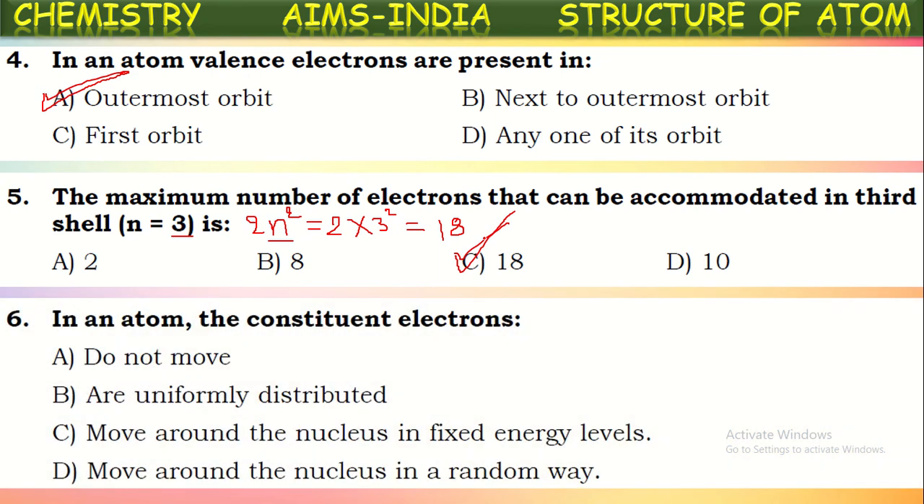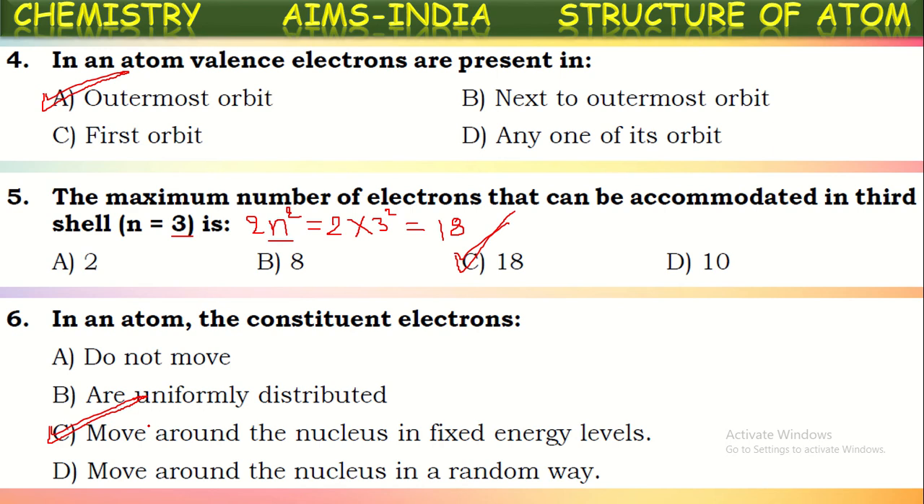Okay. Next one. In an atom, the constituent electrons, where will those electrons be: they do not move, are uniformly distributed, move around the nucleus in fixed energy levels, or move around the nucleus in a random way. How do they move? Yes, electrons won't be constant. They'll be always moving around the nucleus. Electrons move around the nucleus in fixed energy levels. They are called orbits. So electrons will be revolving around the nucleus in fixed orbits. So this is the correct answer.